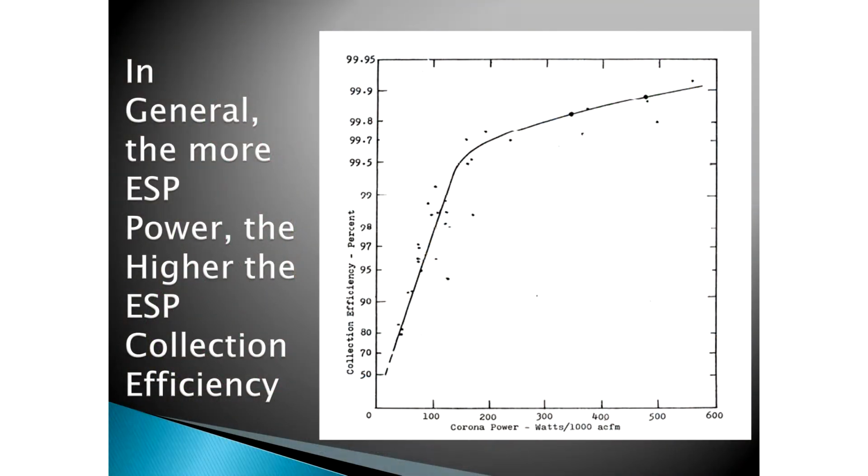This is an early graph from a guy by the name of Herb Hall showing the relationship between collection efficiency on the y-axis and total corona power measured in units of watts per 1,000 ACFM into the precipitator. You could see that in the 100 to 200 watts per ACFM, just a little bit of power produces dramatic improvements in efficiencies. Once you get into the latter range there, more power increases efficiency, but not at the rate as in the initial part of the curve.